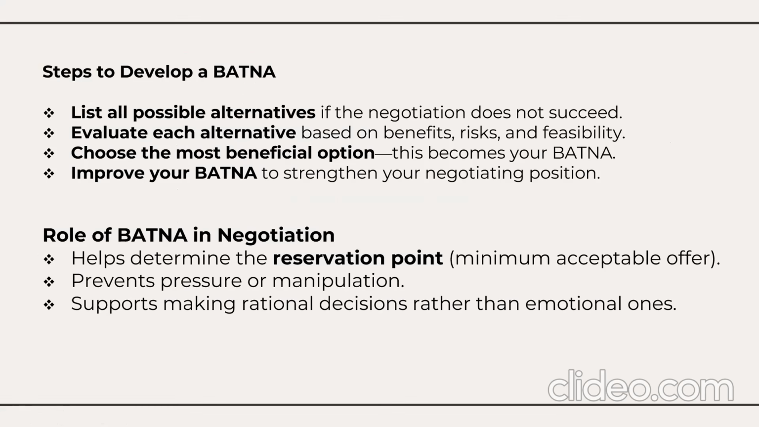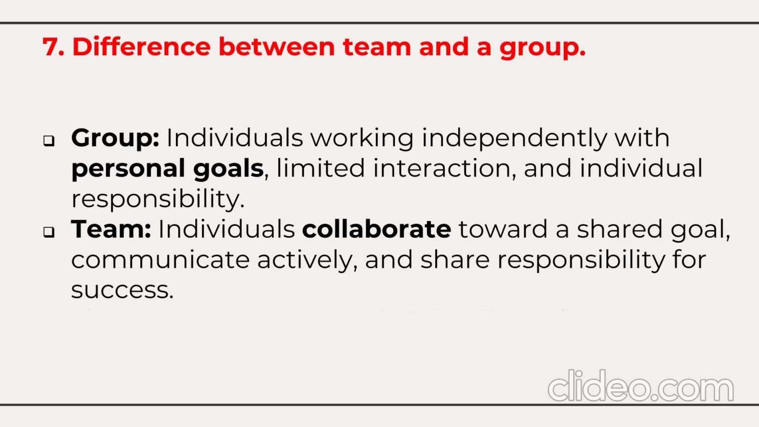Then a role. What's its role? How does it help? It helps to determine the reservation point where we come to some minimum acceptable offer. It prevents pressure or manipulation. It supports making rational decisions rather than emotional decisions. So these were the questions from negotiation skills. Now we'll discuss the questions from team building. So with reference to your textbook, we are going to discuss the questions here.